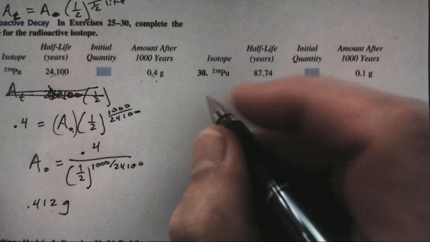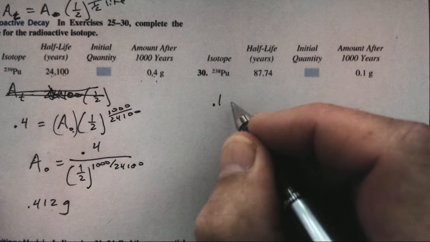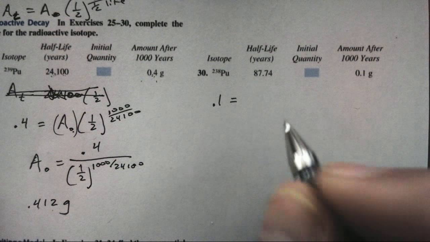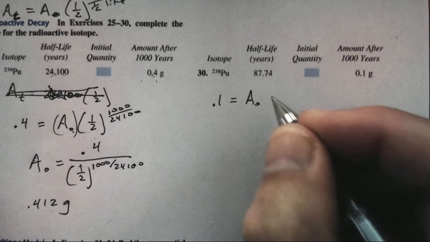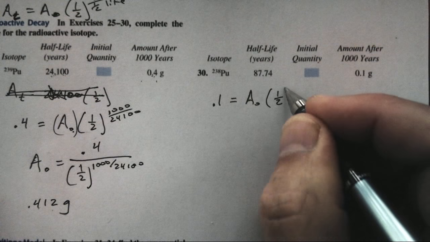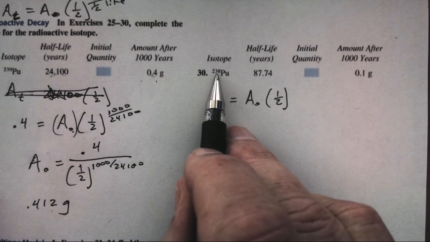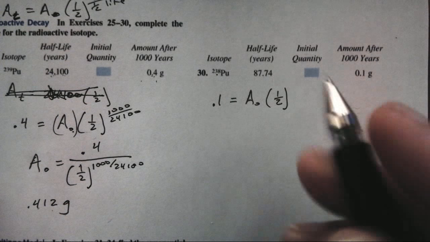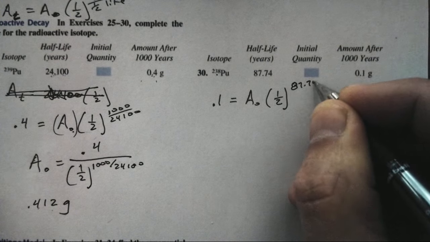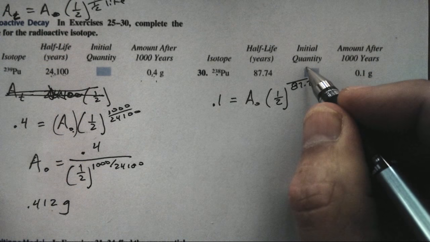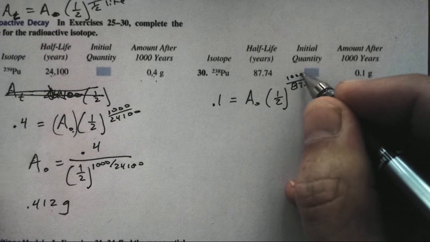Welcome back again. So the amount after 1,000 years is 0.1 equals, how much did we start with? Don't know. Amount at time 0 times 1/2 to the, we got a different radioactive isotope here, number 238. It has a much different half-life. So its half-life is 87.74. How long did it go? It took 1,000 years to do that.